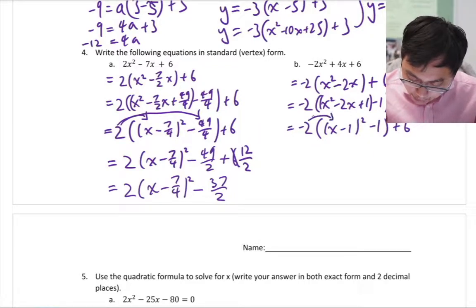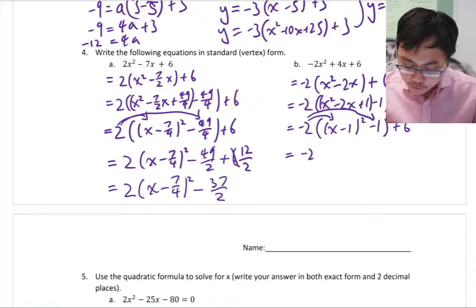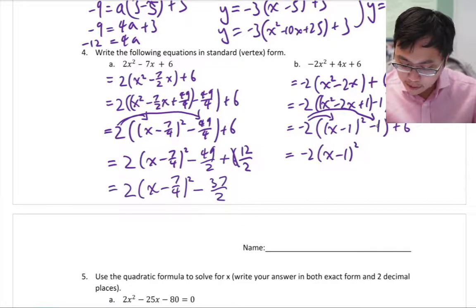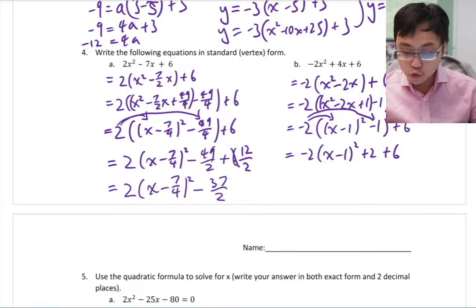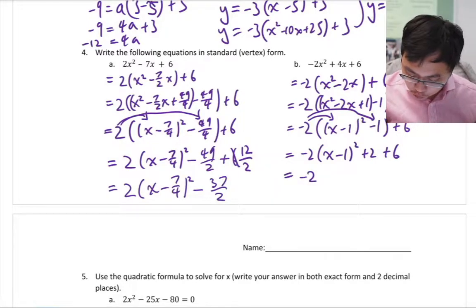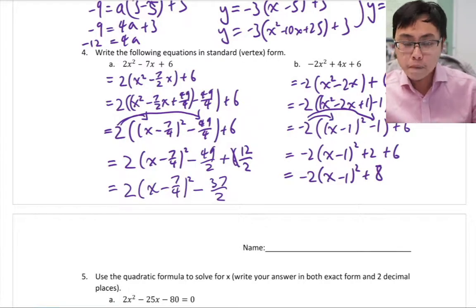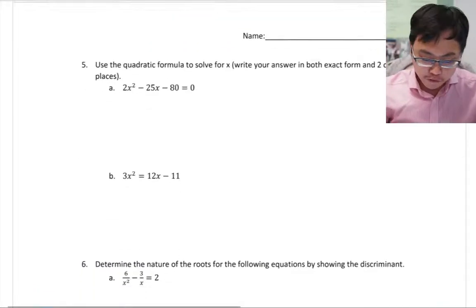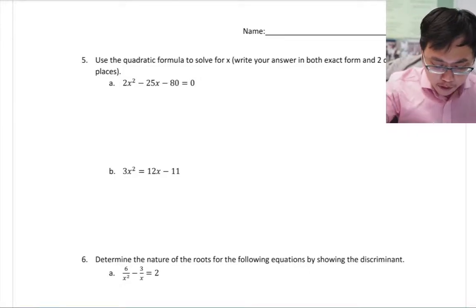And then we want to multiply the negative 2 into both of these terms, and so that's going to be negative 2 of x minus 1 whole squared, and then negative 2 times negative 1 will be plus 2. And then plus 6. And then lastly, you just want to combine these two numbers together. So that's negative 2 bracket x minus 1 whole squared plus 8. Okay? Let's move on to question 5. We want to use the quadratic formula to solve for x. And we want to write our answer in both exact form and in 2 decimal places. So what is the quadratic formula?